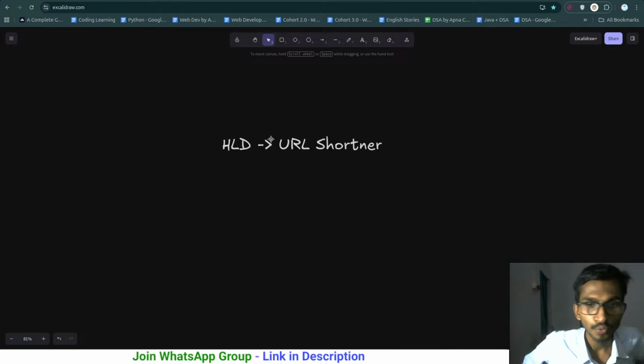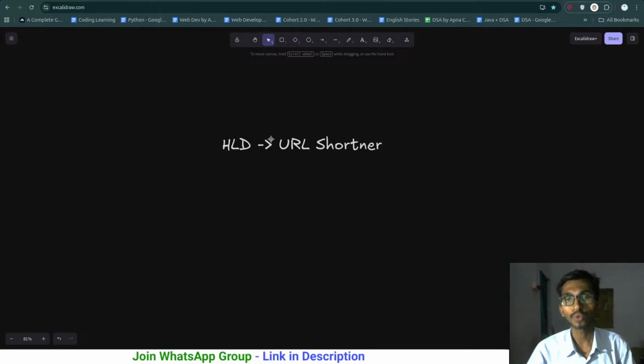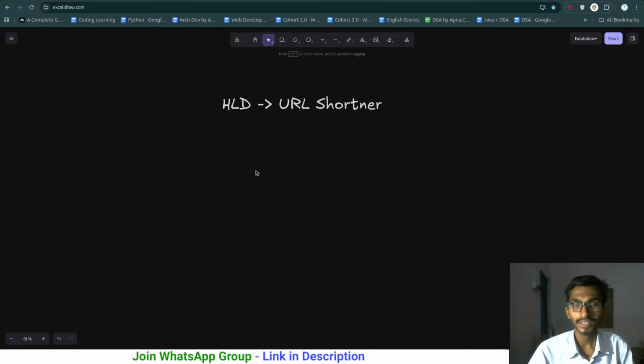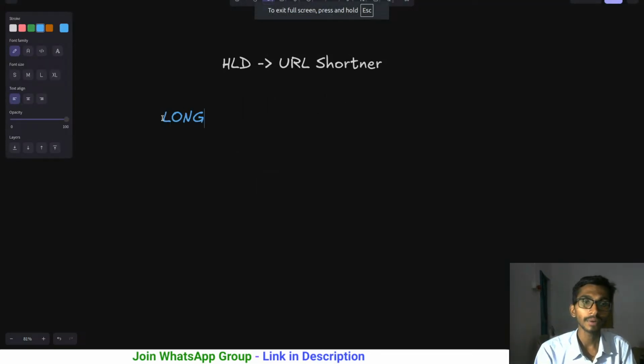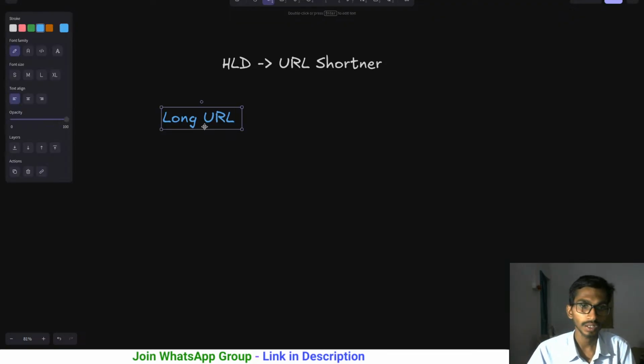So what we want to do is generate a URL shortener, and of course we have to create the high level design for it. So suppose I have a long URL. Then what I'll do, let me do it like this.